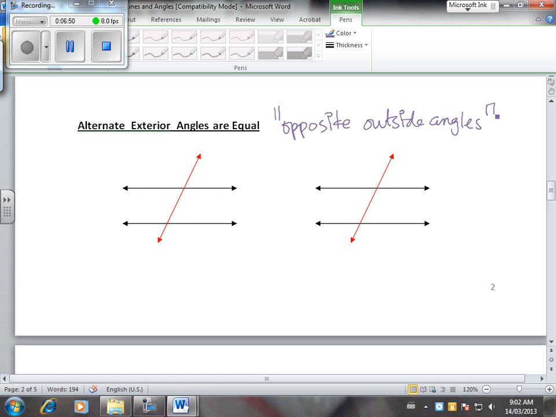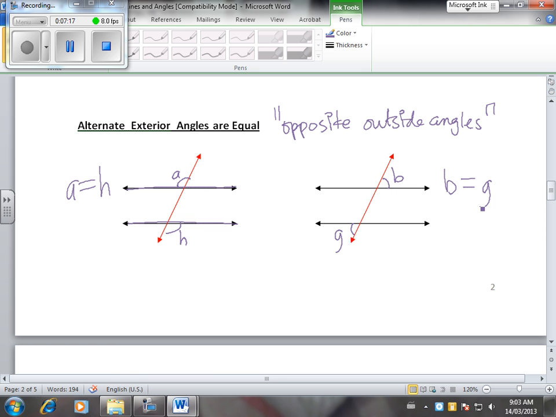So if we have our parallel lines, we're going to go on the outside of them. So we have A, and then on the other outside, opposite A would be H, and A will equal H. And then we'll do the other, which are B and G. And because B and G are alternate exterior angles, they are equal to each other.